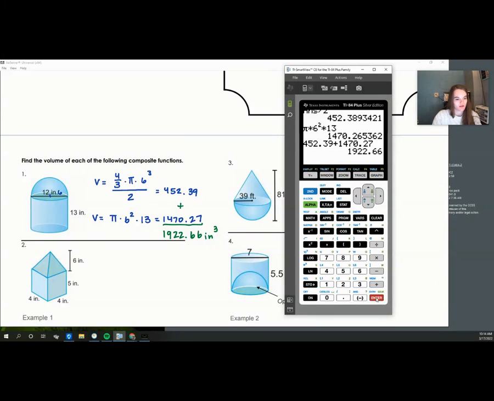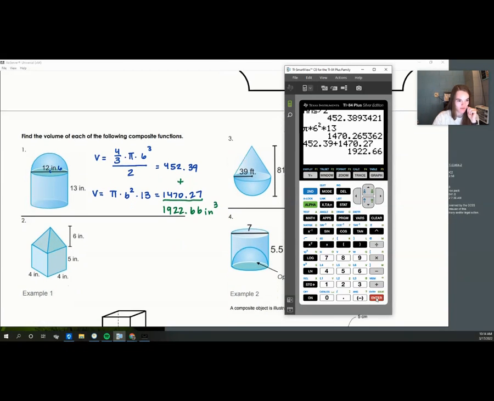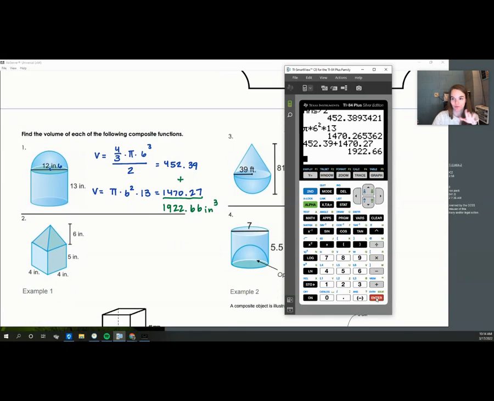Okay. Now let's talk about number two. Number two, we have a pyramid and a prism, a square or rectangular prism. So the square prism is a cube, and we don't have that because it has all sides, everything is the same, so we don't have that. So let's start with the volume of the pyramid.